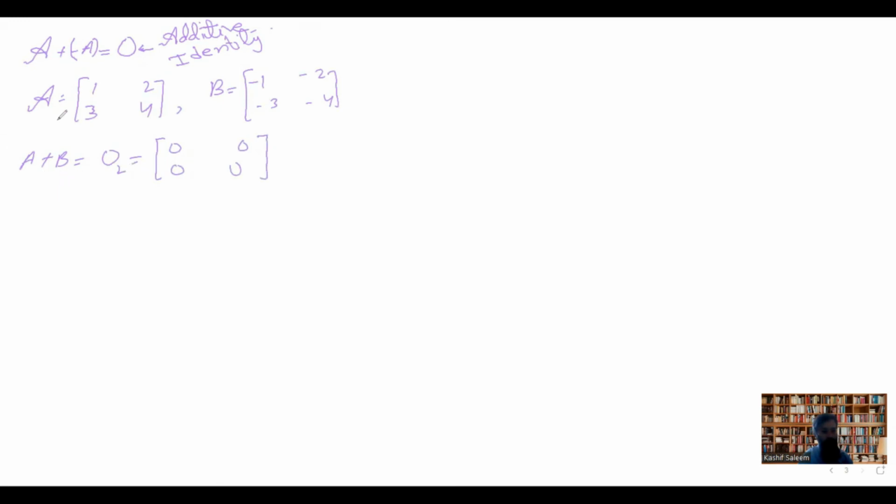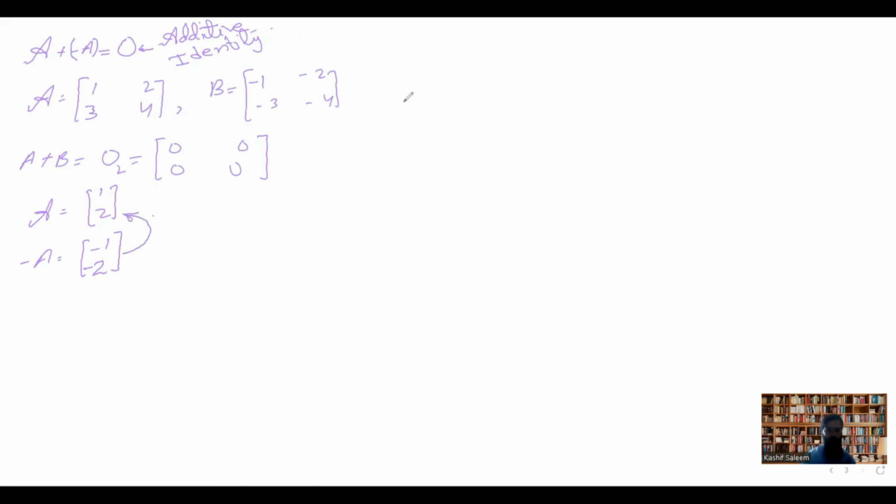So if you have a matrix A, let's suppose this is a matrix 1, 2, and 1 and 2, then minus A, that is minus 1 and minus 2, is the additive inverse of A.